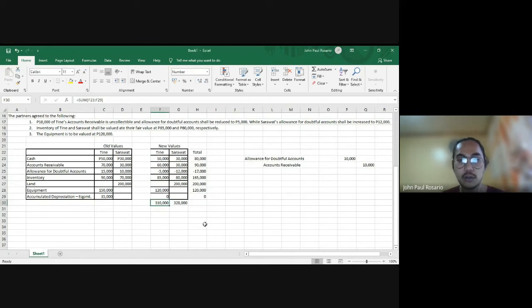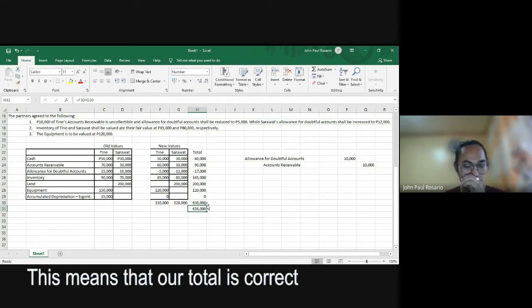Okay, so the total contributed capital of Time is 310,000, while for Sarawat is 328,000. So let's check if the amounts are correct by totaling this one and then totaling the total contributed capital of each partner. So they're the same, meaning our totals are correct.